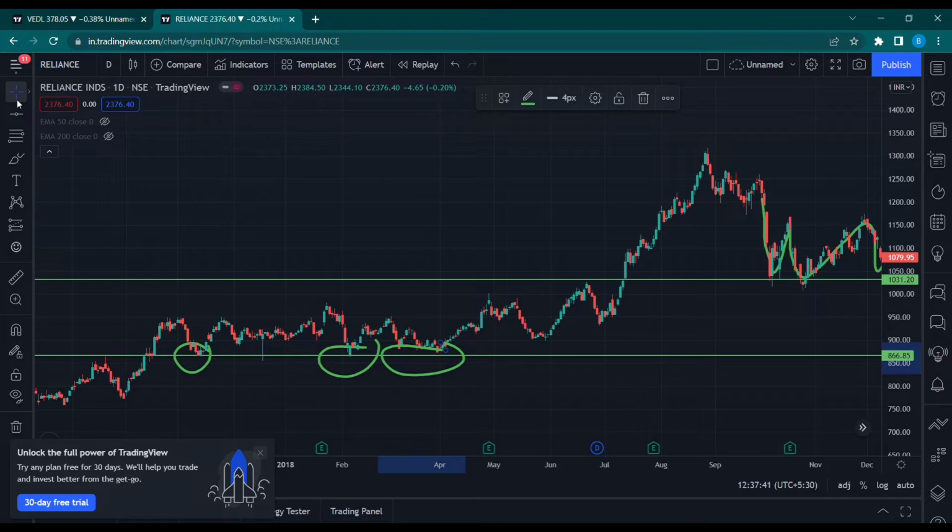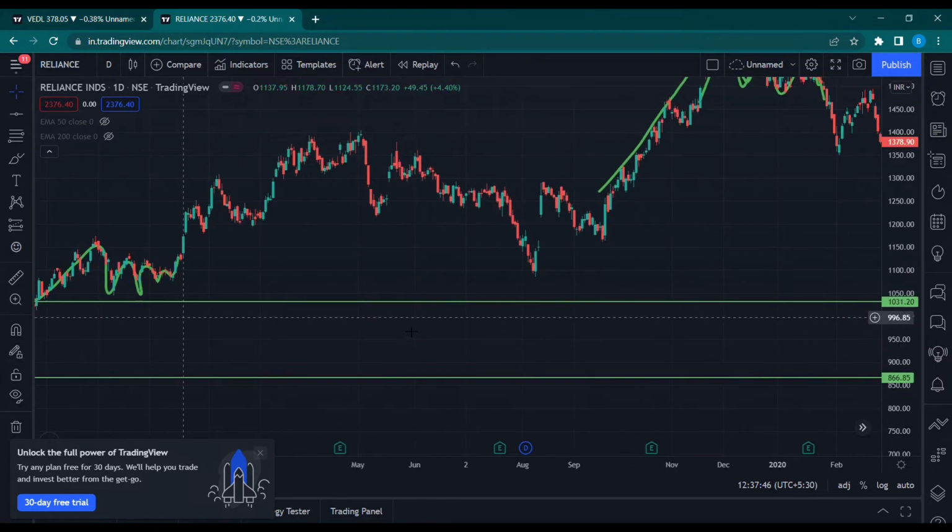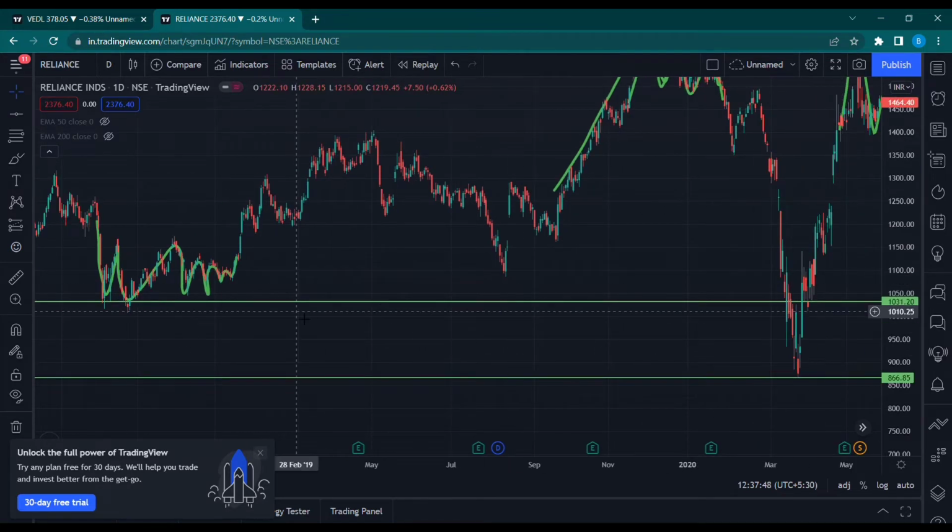Similarly, in case of resistances, we have sellers active here. I'll just take the example of resistance.